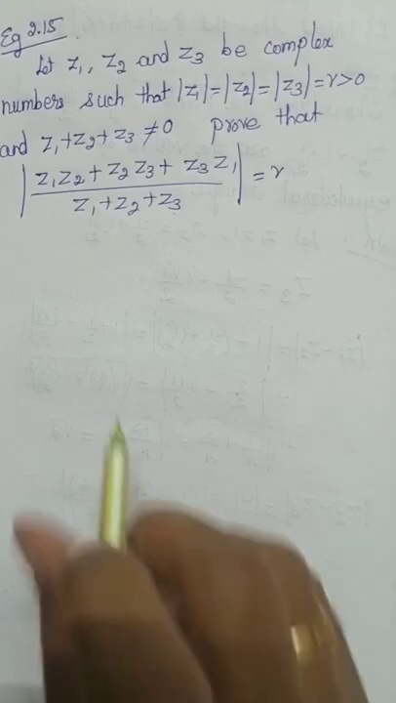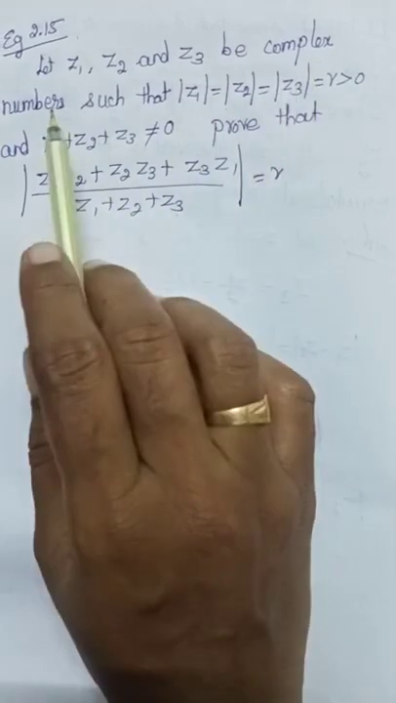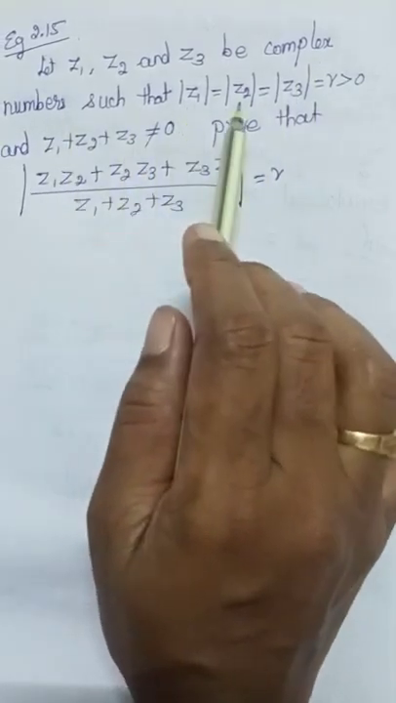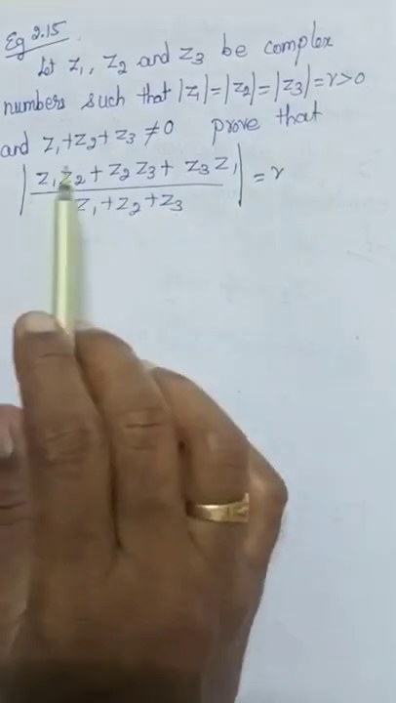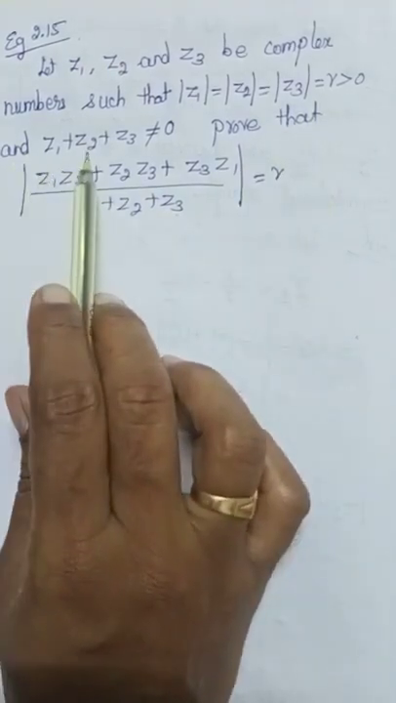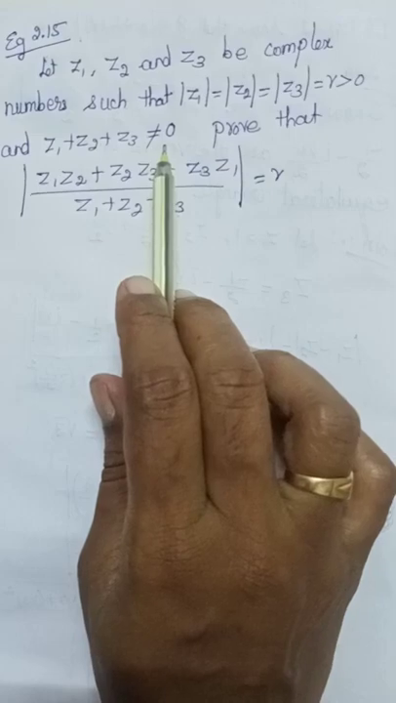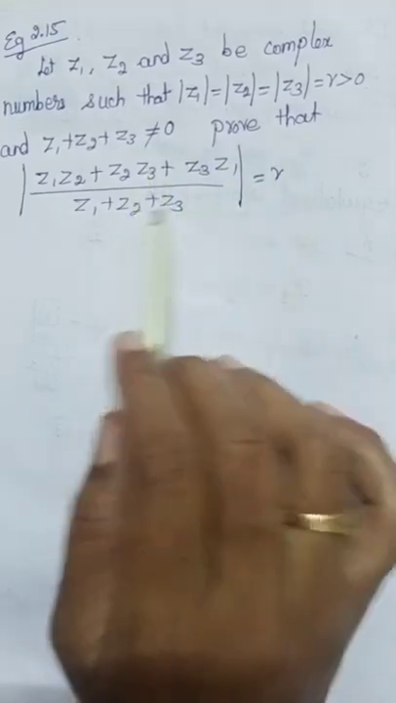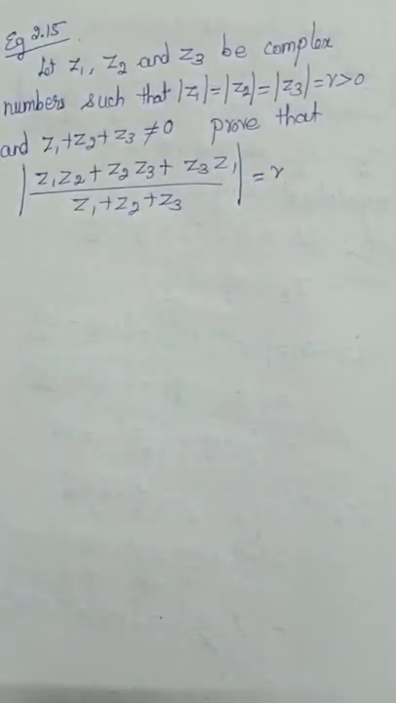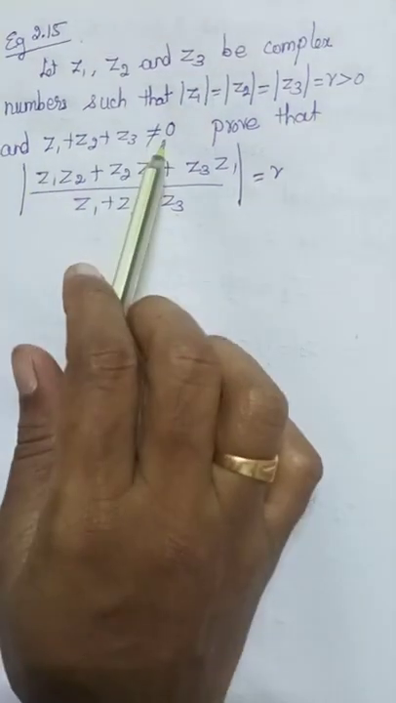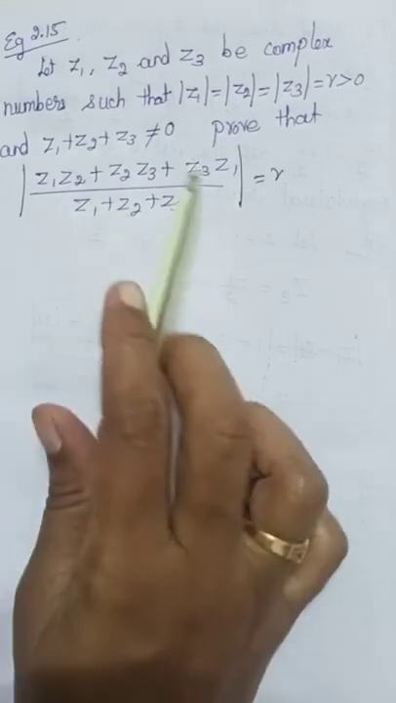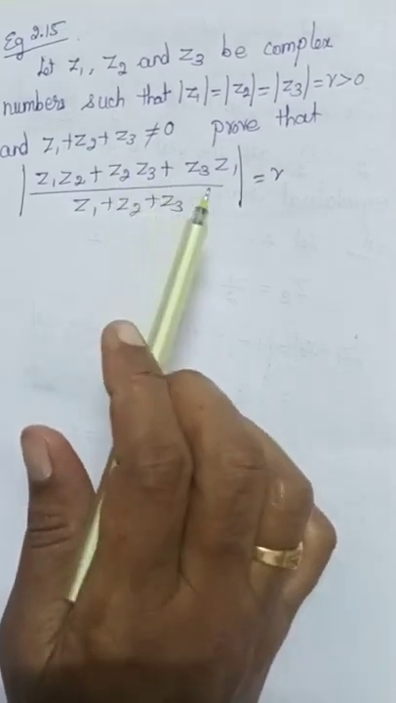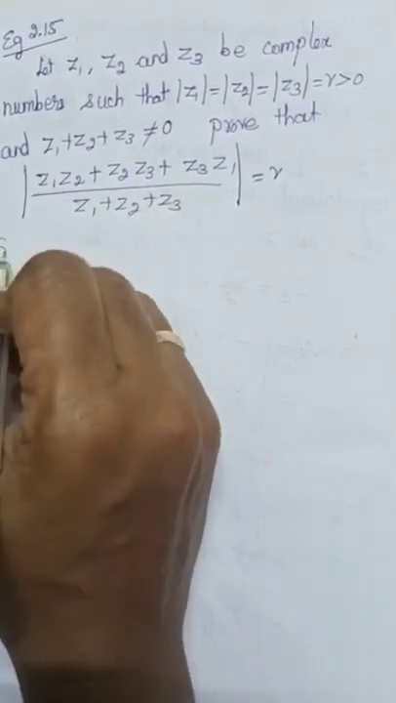Example 2.5. Z1, Z2, Z3 be complex numbers such that modulus Z1, modulus Z2 and modulus Z3 is equal to R, which is greater than 0, and Z1 plus Z2 plus Z3 not equal to 0. Prove that. This we have to prove. Why have they given not equal to 0 more? Because it is in the denominator. If it is equal to 0, this is totally not defined or infinity.